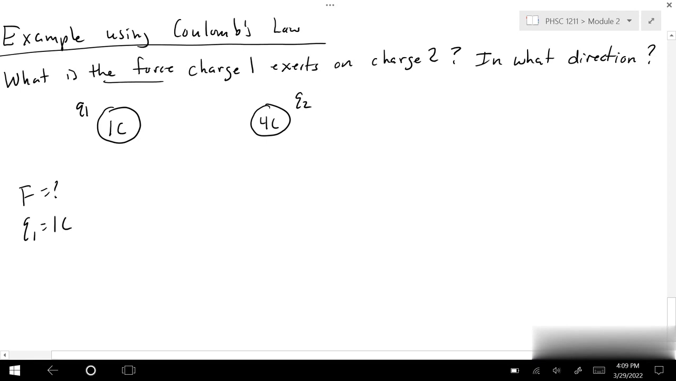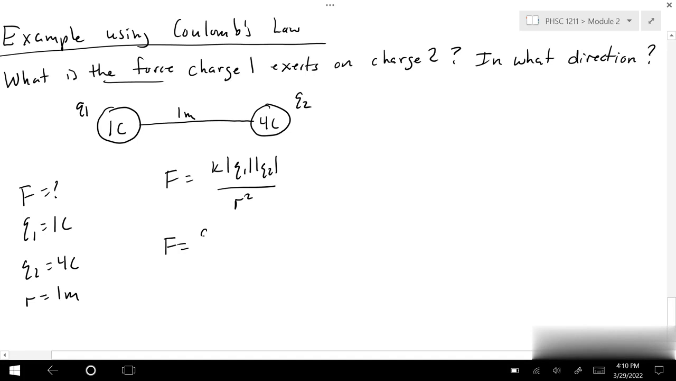I know my Q1 is 1 Coulomb, Q2 is 4 coulombs, and I forgot to give you the distance. Let's say that this is 1 meter apart, so my R is equal to 1 meter. And I want to do F is equal to K, absolute value of Q1, absolute value of Q2 over R squared. And you're going to see why this absolute value is going to be important in a second when I give you a negative charge. So let's put our values in here.